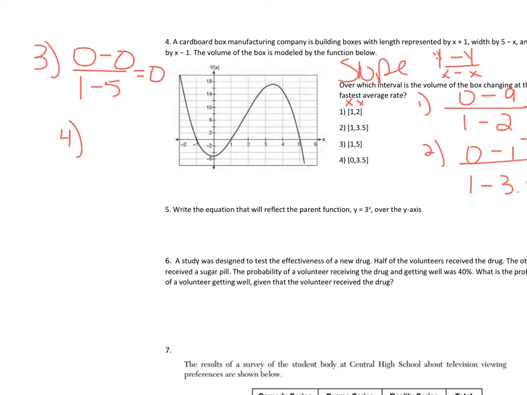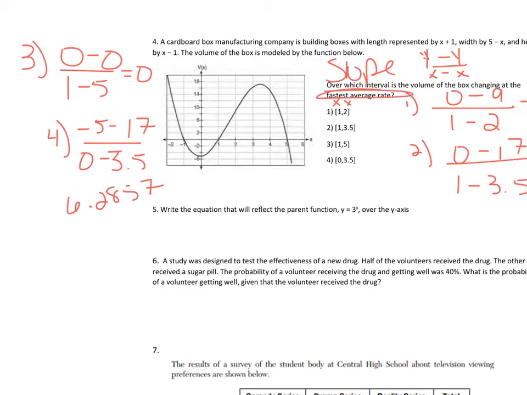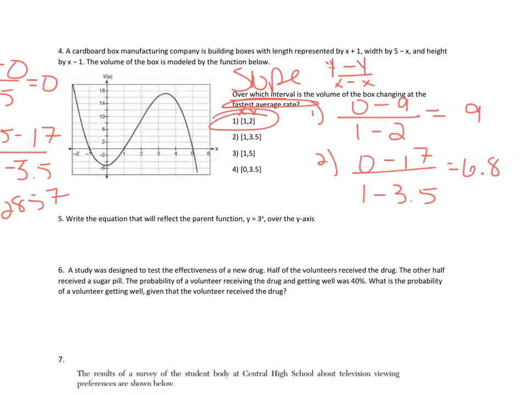Okay, so the last one I'm going to do 0 minus 3.5. And 0 is down here, and that is at negative 5. Minus 3.5, again, that's the same value, so it's 17. And that gets me a value of 6.2857. And they want the fastest average rate, so that means we're going to choose choice 1 because that had the 9, which was the biggest.